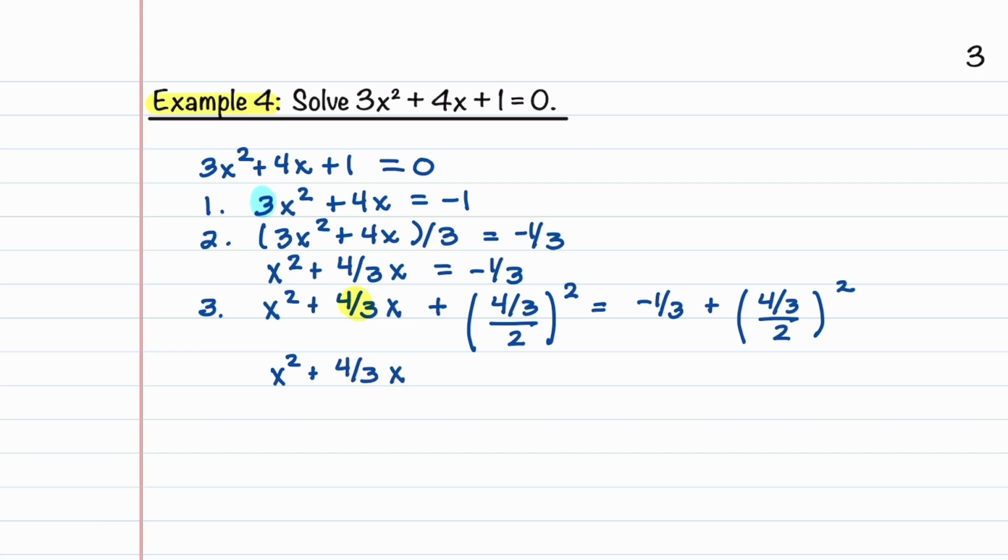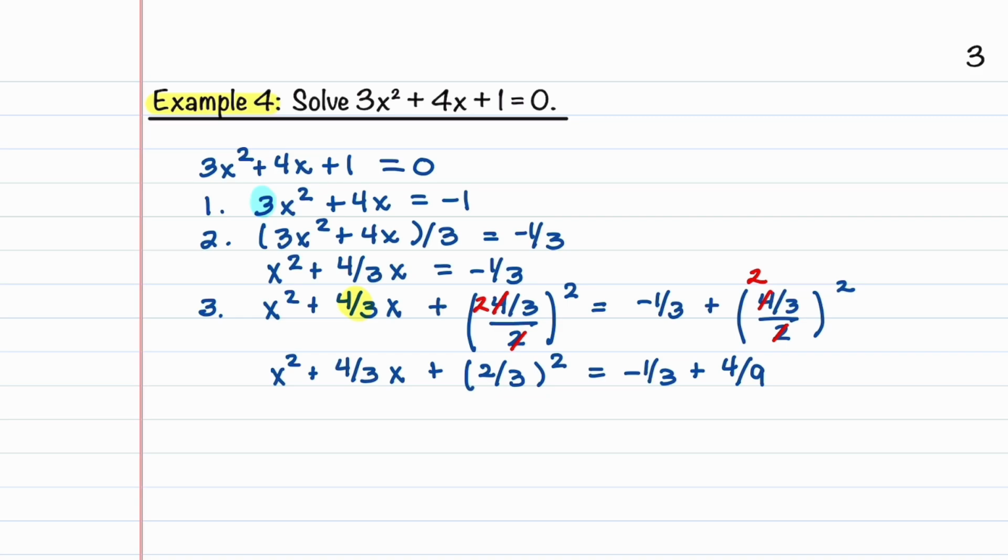We can see that our 2 goes into our 4 two times. So this is actually just 2 divided by 3 quantity squared. And then on the right, we're going to write it as 2 squared, which is 4, divided by 3 squared, which is 9. That way we can simplify that fraction a little bit easier.